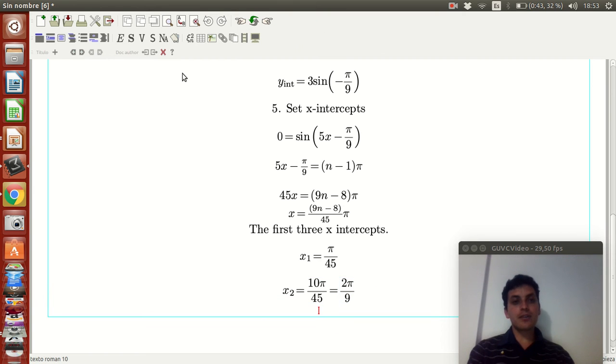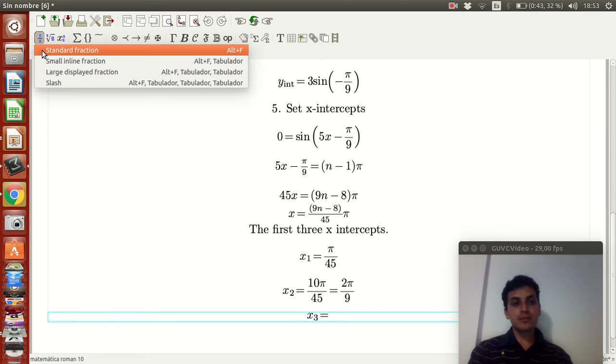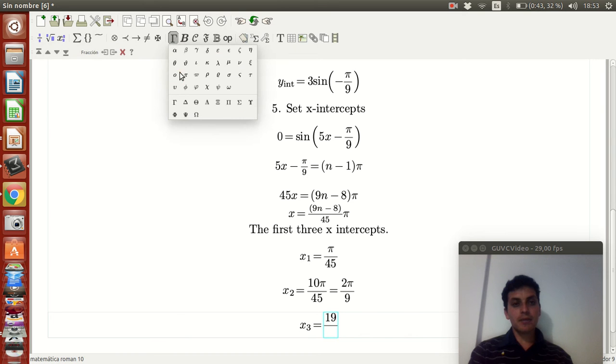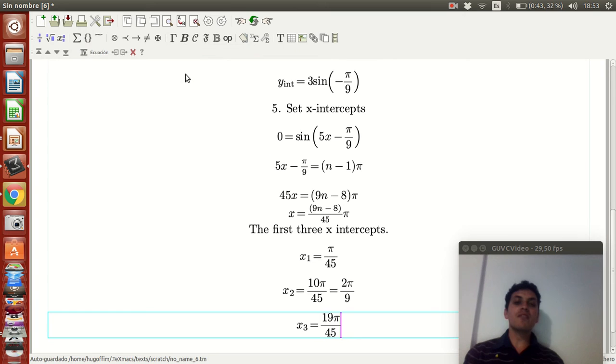Okay, and the third intercept is for n equals 3. 9 times 3, 27, minus 8, 19. So we have 19 pi divided by 45, or 19 pi 45ths. And that's it. So we have the first 3 intercepts.